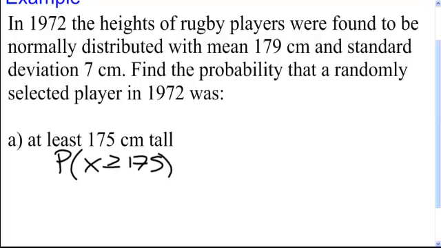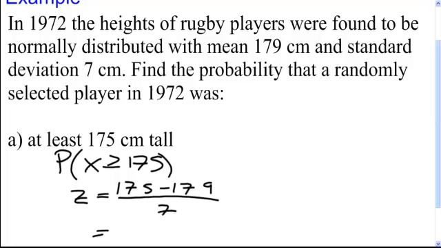So if I want to find this probability, I'm going to convert it into a z-score, and then I'm going to go and find what that probability is. So if I convert this into a z-score, Z therefore equals 175 minus 179 all over 7. So therefore my Z value is negative 0.57. So I want to find this probability.